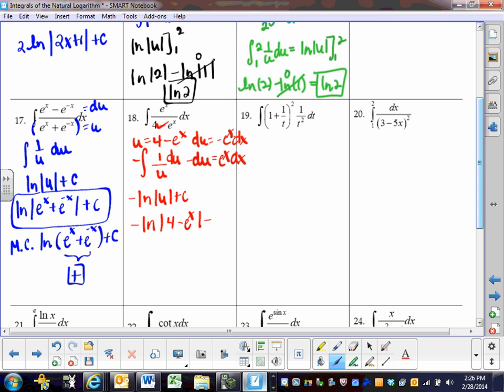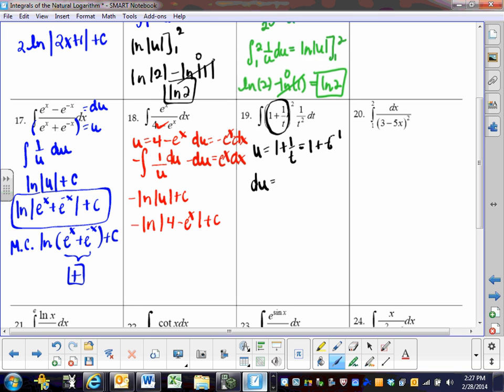So the natural log of the absolute value of e to the x plus e to the negative x plus c. On a free response, this would be an acceptable answer. On the multiple choice, it would actually probably drop the absolute value symbols because what's inside is always positive. So we wouldn't actually need the absolute value sign.